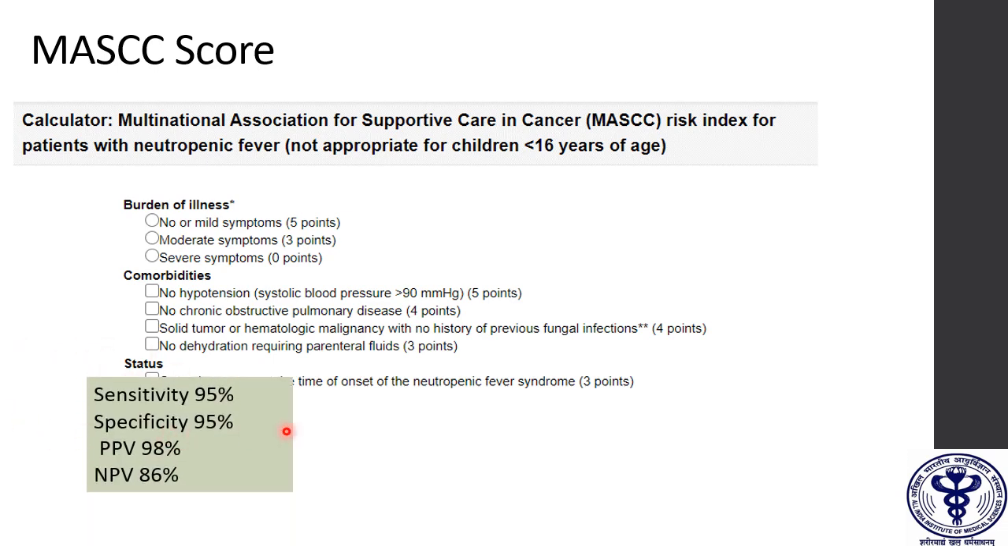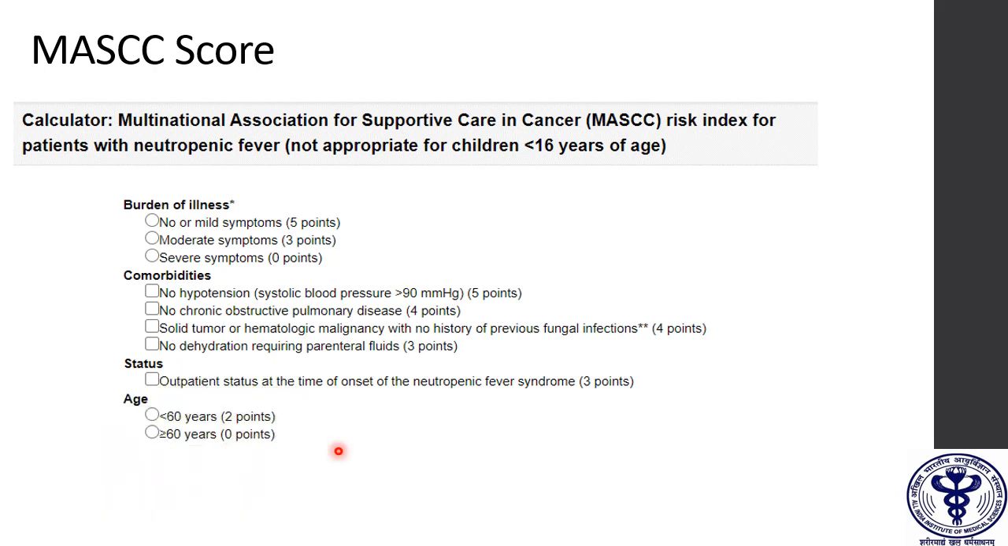It has a sensitivity and specificity of 95% each. But of course, the MASC score is not foolproof. The drawbacks of MASC score include the burden of illness. Now, this is a very subjective term and may vary between observers. So this is one of its drawbacks.